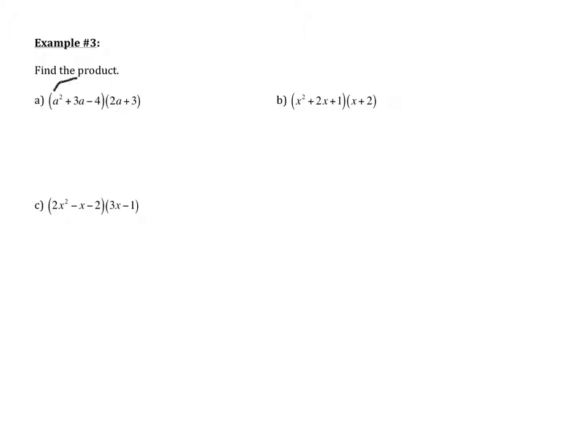So a squared times 2a would just be 2a to the third. A squared times a is a to the third. A squared times 3 would be 3a squared. Next, we're going to take the 3a times the 2a. So 3 times 2 is 6. A times a is a squared. And then I'm going to take the 3a times the 3. So 3 times 3 is 9. And then I'll just put the a back on. And then finally take the negative 4 times the 2a. So that would be negative 4a. And negative 4 times 3 would be negative 12.